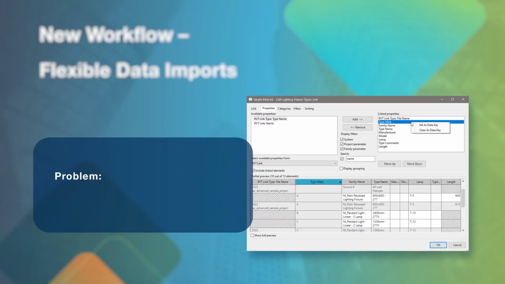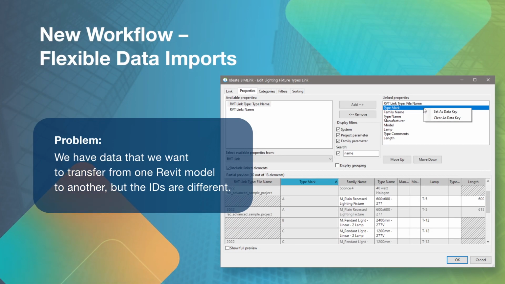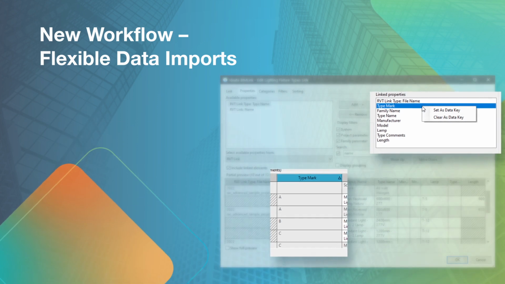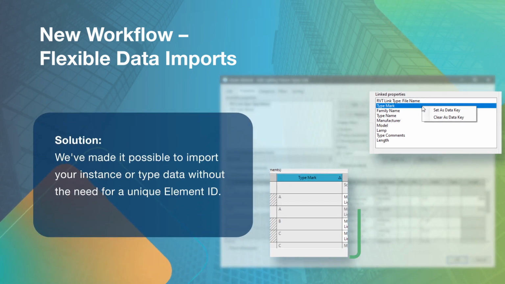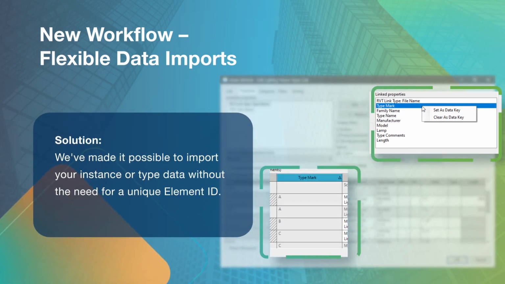You can now choose your own property or set of properties to use as a data key for importing information. This property must be unique for it to work as expected, so consider using properties that are required to be unique, such as sheet number, grid number, level name, family and type, or type marks.